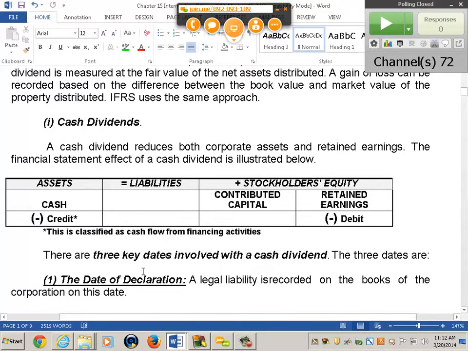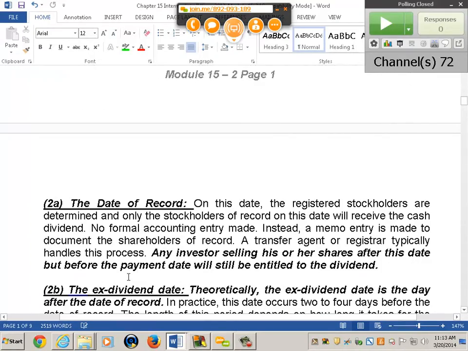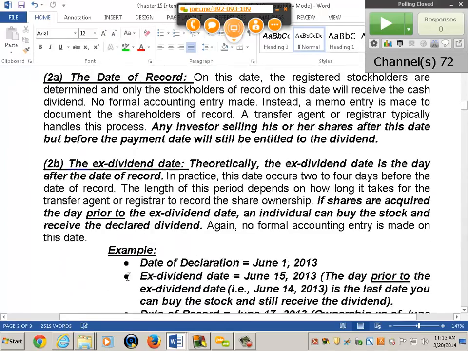On a cash dividend, we have a distribution of corporate assets, obviously cash, to the stockholders. The net effect, you can see on the screen, is a debit to retained earnings and a credit to cash. This is cash flow from financing activities. You should know from the basics of accounting that when you have a cash dividend, we have three dates. The first one is the date of declaration. Second date is the date of record, which we'll talk about a little bit more. And the third is the date of payment.